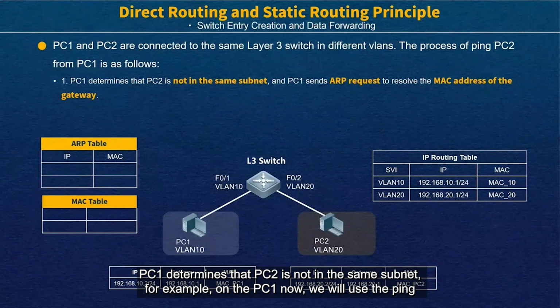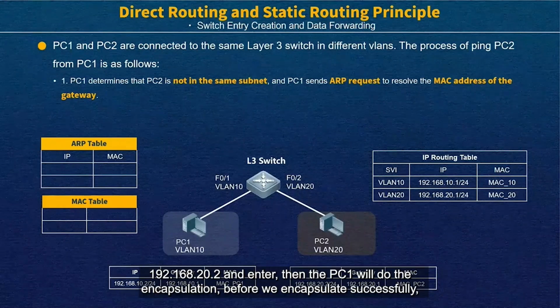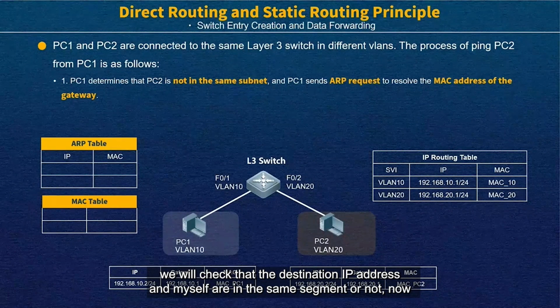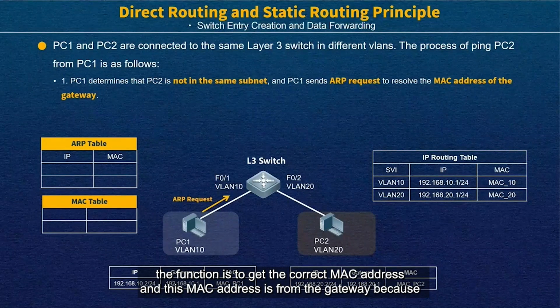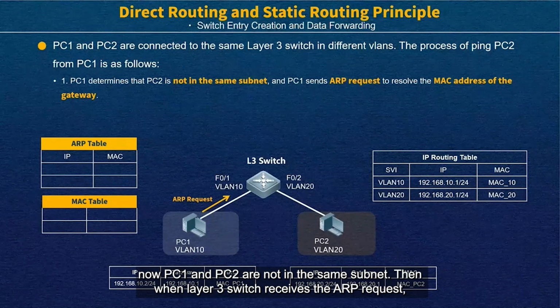For example, on the PC1 now, we will use the ping 192.168.20.2 and enter. Then the PC1 will do the encapsulation. Before we encapsulate successfully, we will check whether the destination IP address and myself are in the same segment or not. Now we will find they belong to different segments. So the PC1 will send out the ARP request, and this function is to get the correct MAC address, and this MAC address is from the gateway, because now PC1 and PC2 are not in the same subnet.